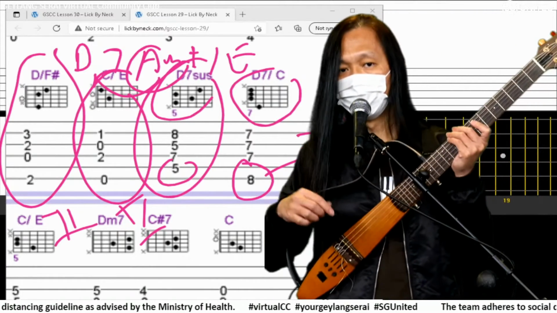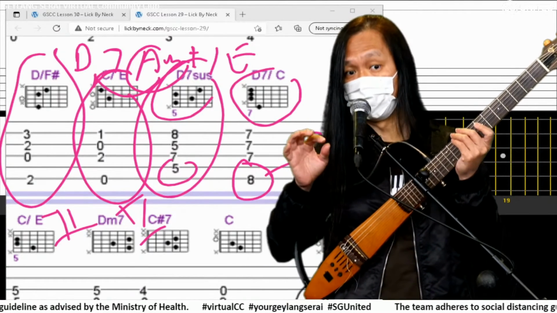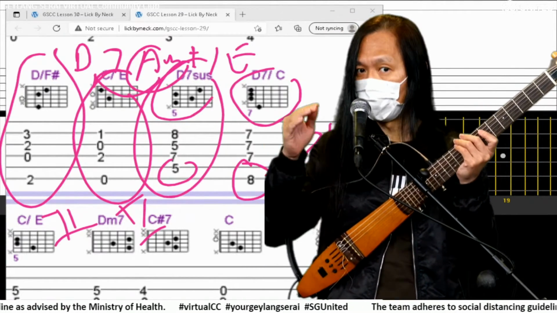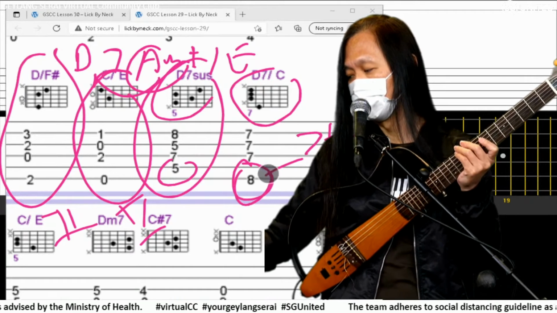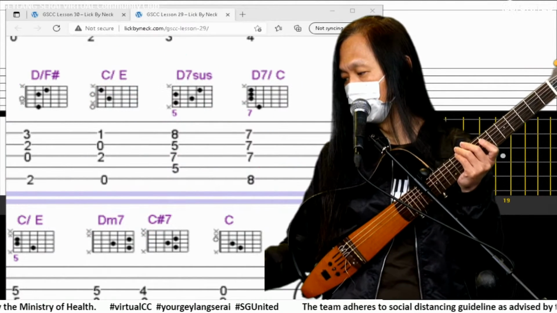So that's why a couple of weeks ago I explained to you guys the chord tones. That's very important. When you know all the chord tones over the neck, you can use the chord tones to construct the chords and do the inversion. So the whole thing over here will be.